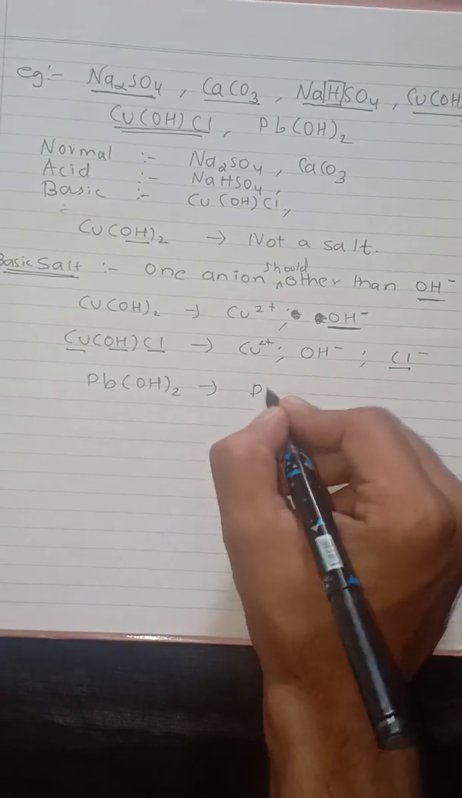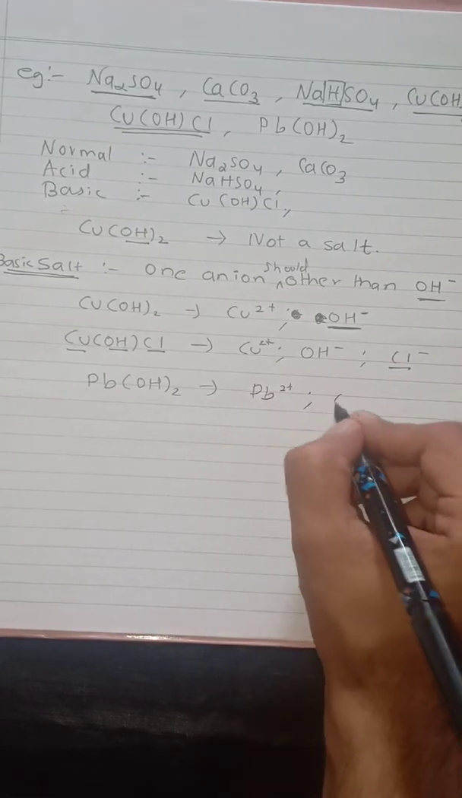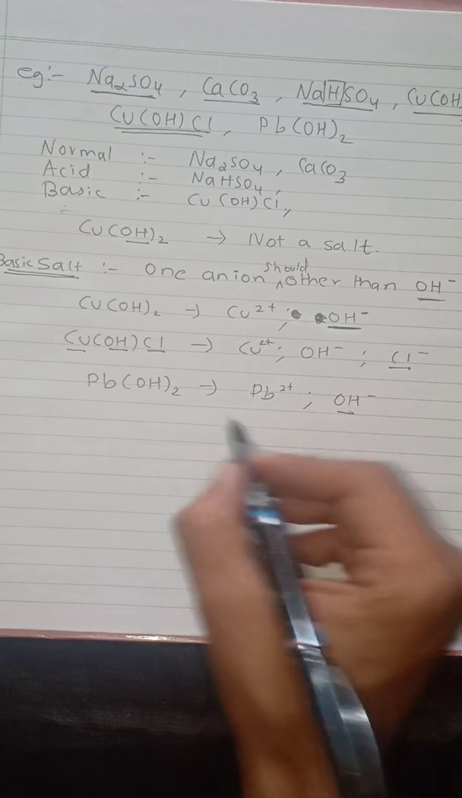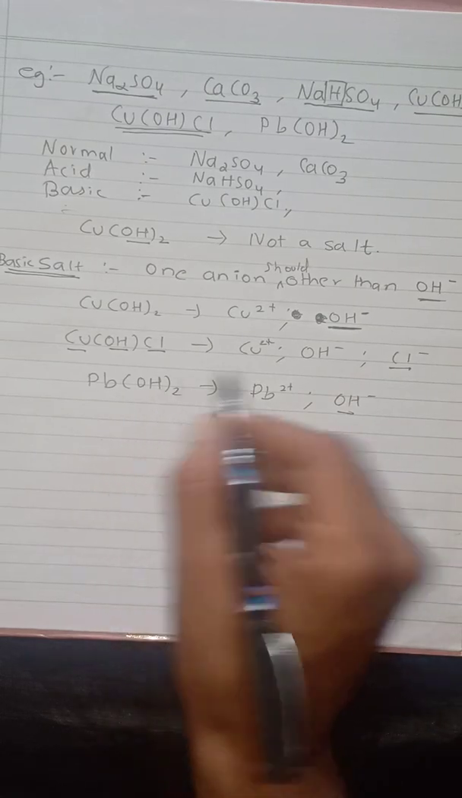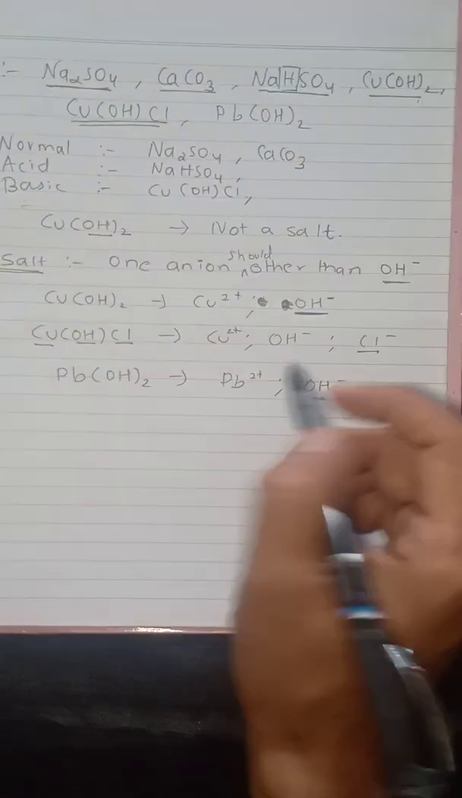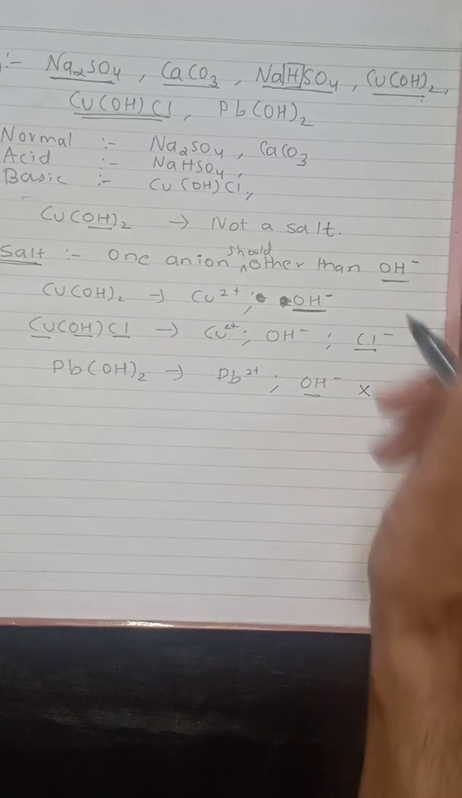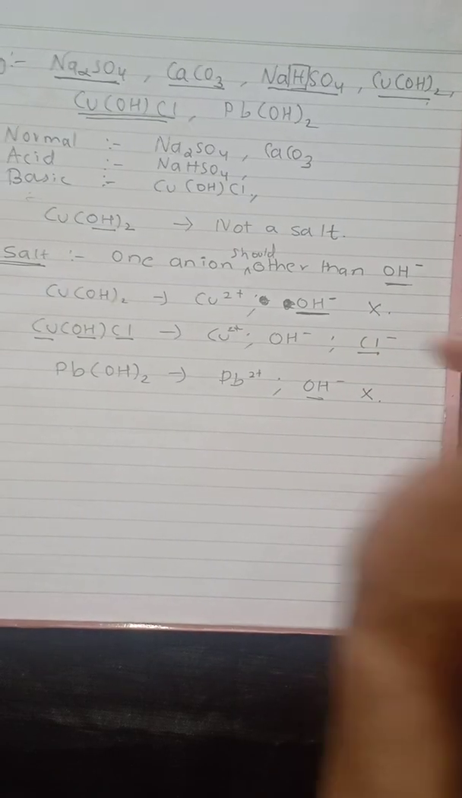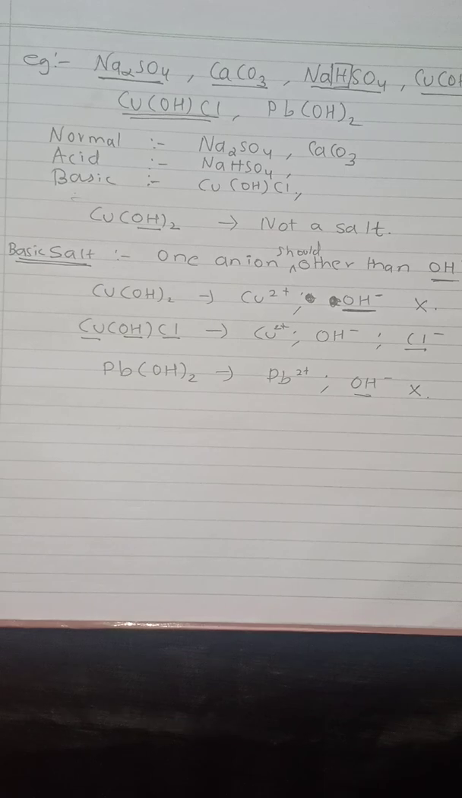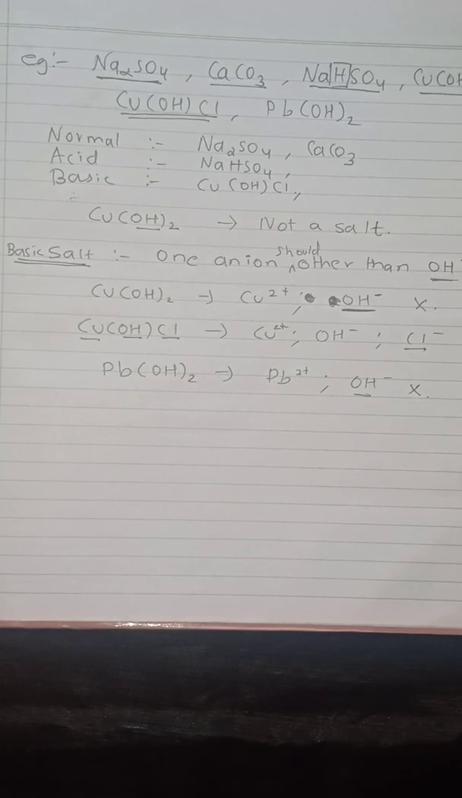So first Pb, and hydroxide. See, only hydroxide is an anion in this part. दूसरा कोई anion नहीं है, तो this is not a salt. This is not a salt. Okay, so we are done with the topic of the classification of the salts.